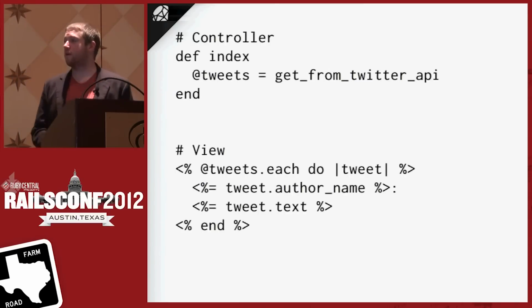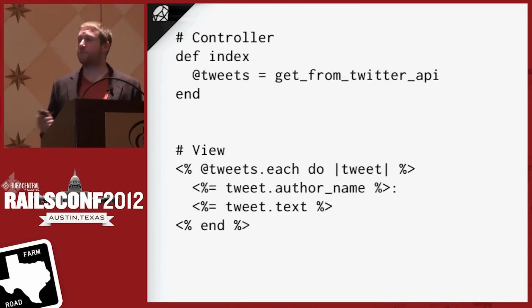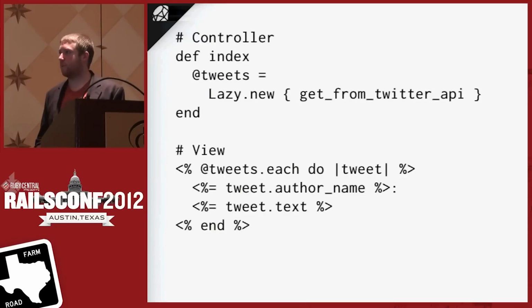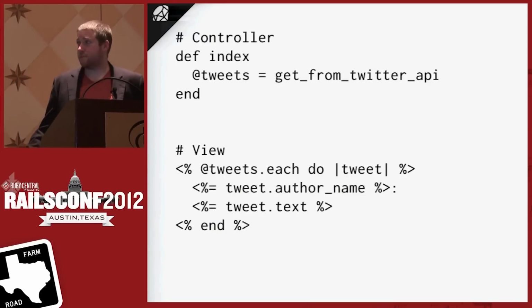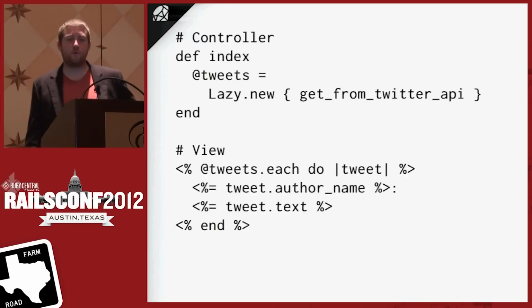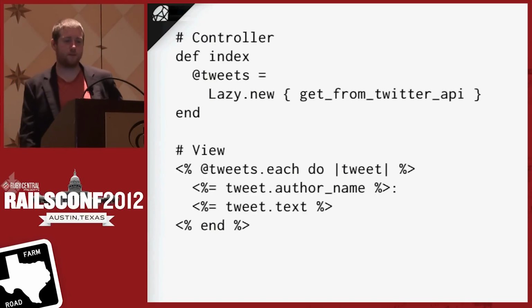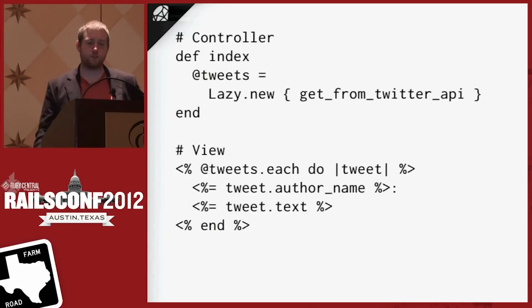The problem here is that even if we were using that technique, we have to wait for the controller action to finish, and hitting the Twitter API can take a long time. But we could wrap this request to Twitter in a lazy block. And you'll notice we didn't have to make any changes to the view, but now we can use the streaming response to render the top of the page, and then once it tries to render the tweets, it'll make the request.